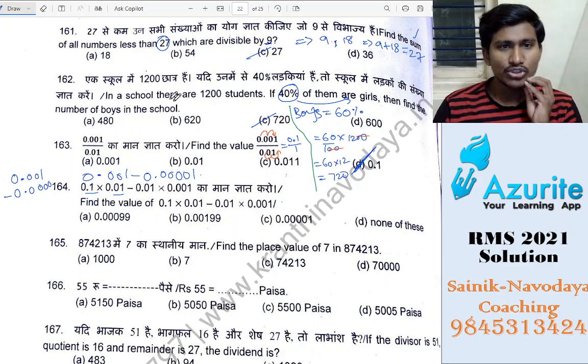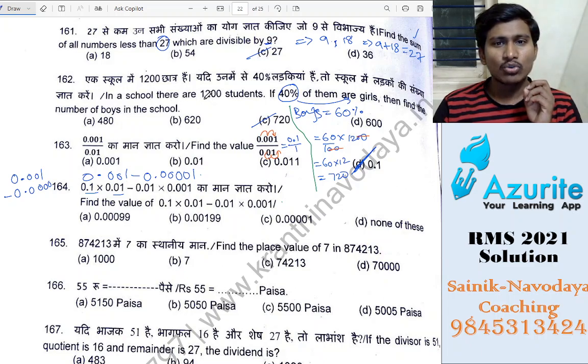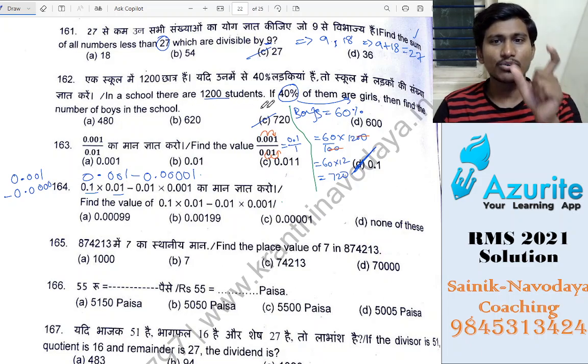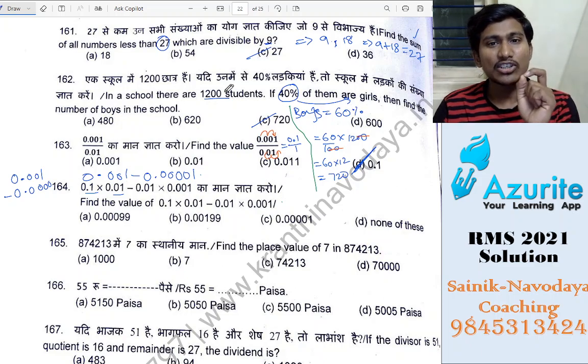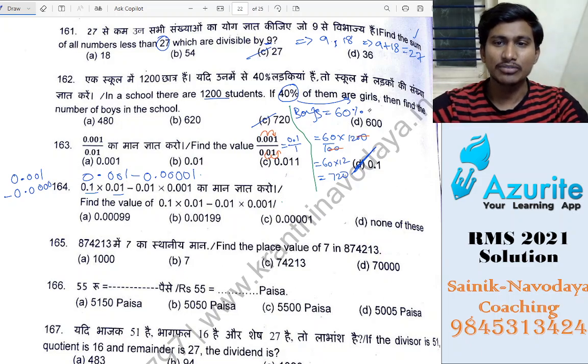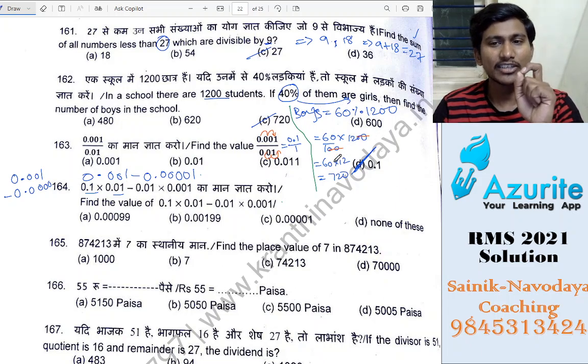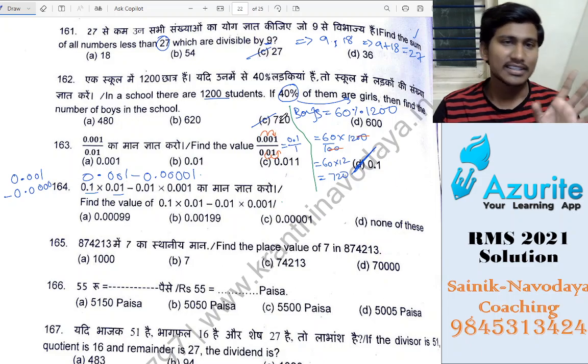Next question. In the school there are 1200 students. 40% are girls. Find the boys. Girls are 40%, so the remaining will be boys. From 100, if you subtract 40, the remaining is 60. So boys are 60%. You have to find 60% of 1200. 60 by 100 into 1200. The 2 zeros cancel, then 60 and 12 remain. 12 sixes are 72, so with the zeros, 720. The answer is option C. Understood?